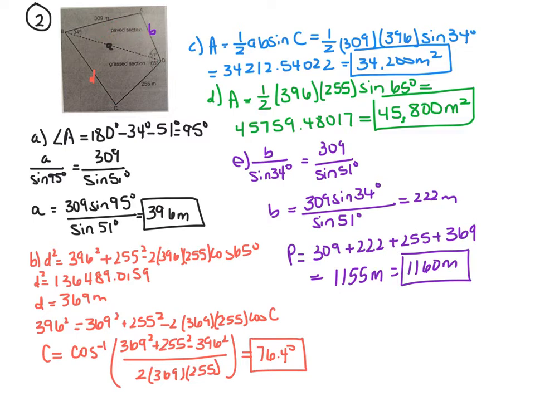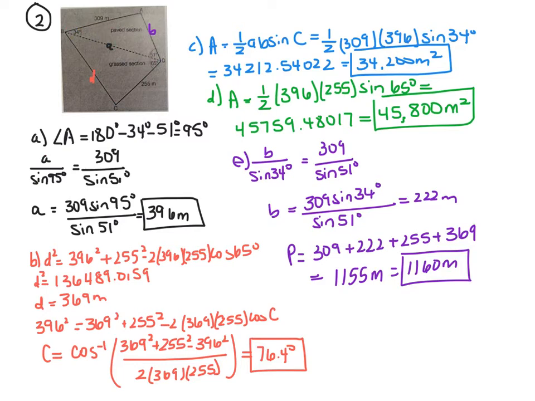So we have a side angle side triangle, and so we can do 1/2 AB sine C, or 1/2 two sides multiplied by each other times the sine of the included angle. So I have 1/2 times 309 times 396 times the sine of 34 degrees, and you end up, rounded to three significant figures, the area of this section is 34,200 meters squared.